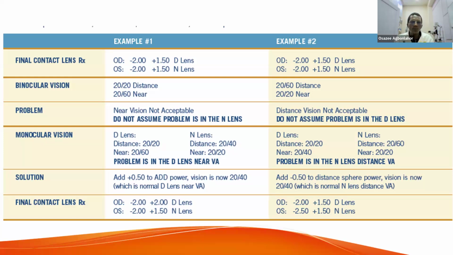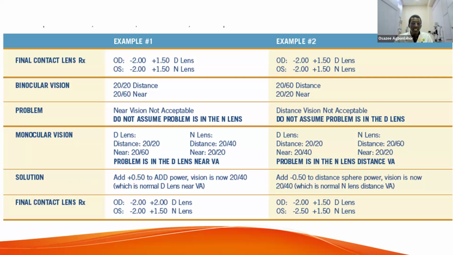Okay, so what do you do at this point? Do you just look at the near lens and say the near lens in the left eye is not correct? No, that's not what you do. Just like we said, do your monocular verification, check each eye. So for the right eye, distance is good.